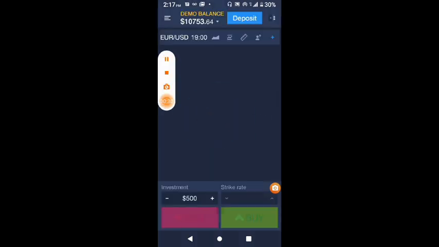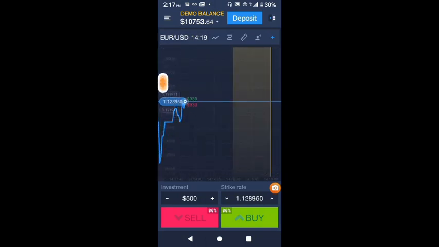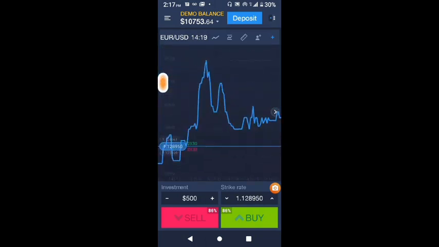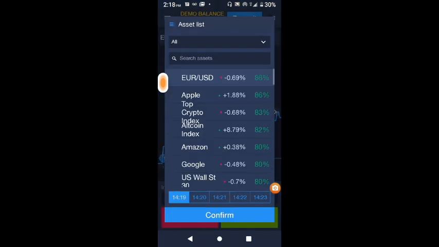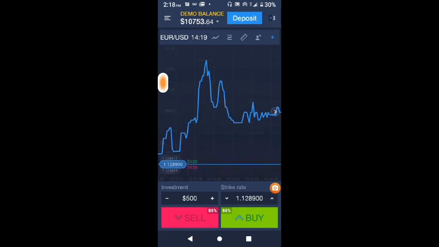Alright, so this is your export options. Let me start out from, okay, so here you have it. You see the euro, USD, whatever. You can click on that. But before we do that, this is your demo balance, 10,753.64. If you want to deposit real money, you will press on the deposit link right beside it.